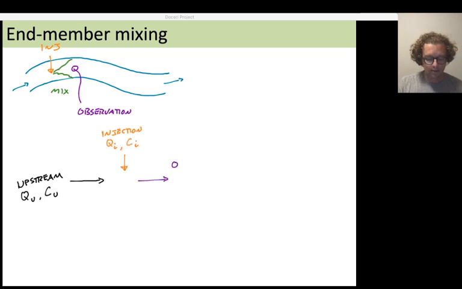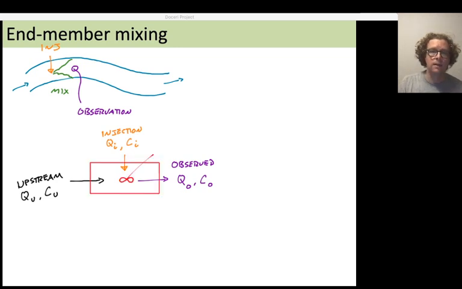So we've got from the upstream, shown in black, Q and C with a subscript U for upstream. Our injection has a discharge and a concentration with a subscript I, and our observed well-mixed concentrations subscript O. And so what we're going to do is picture that those two inputs and one output can be related to one another. We'll draw a control volume to do an end member mixing analysis.